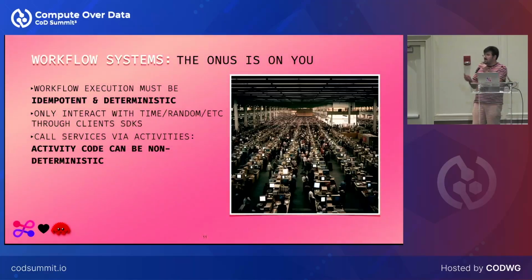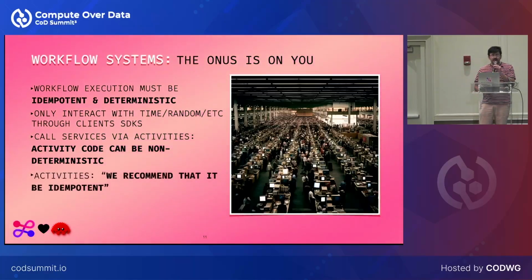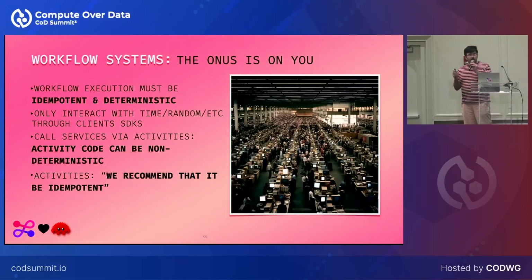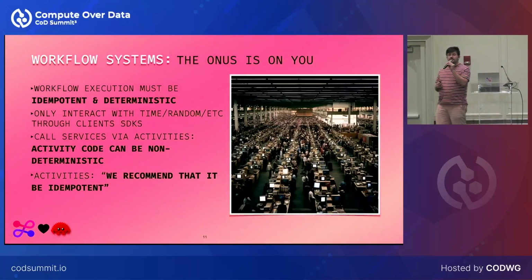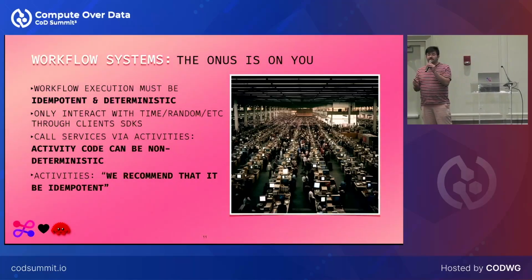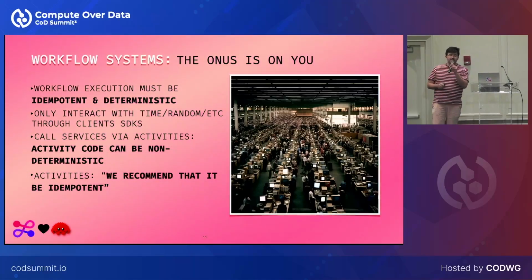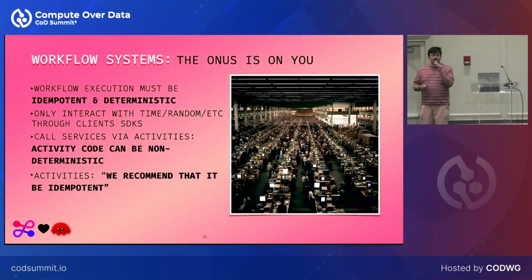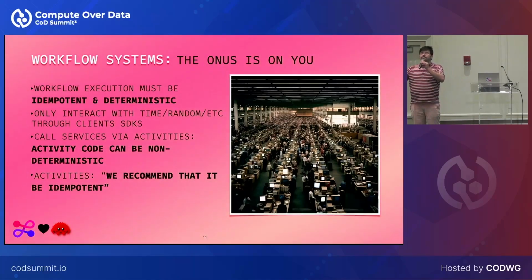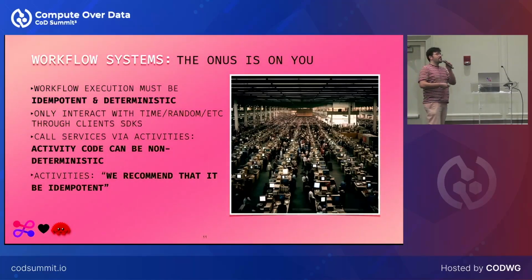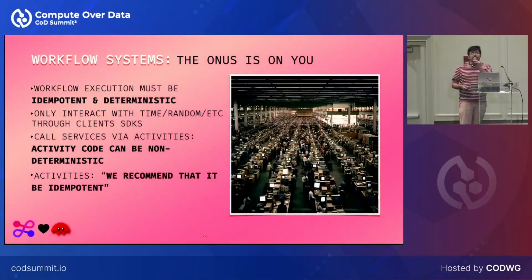But if you look at these again, these are all from the docs of these companies. They tell you, for activities, we recommend that they are idempotent. They just recommend it. If you write workflow code that's not idempotent as an activity, things can go wrong. You can't get replayability. You can't get incremental. You can't get reusable compute. So they leave it to you.